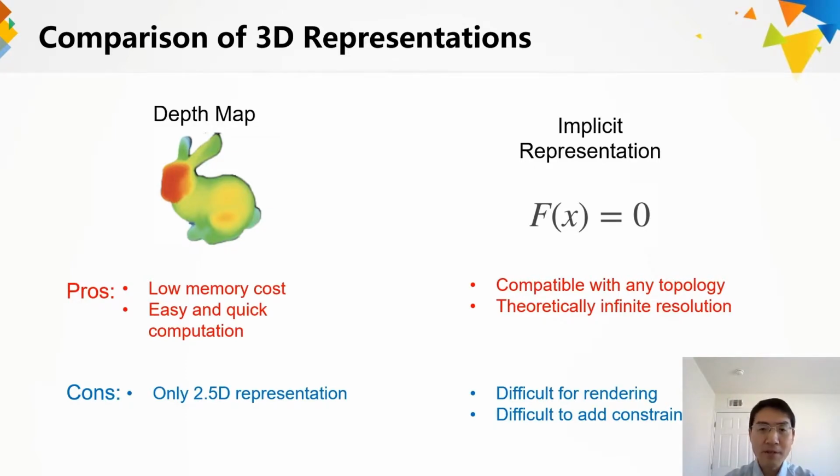Its benefit is that it is compatible with any topologies. And it theoretically has infinite resolution, because the implicit function is a continuous function across the whole space. But its drawback is that it is difficult to render, and it is also difficult to add constraints.